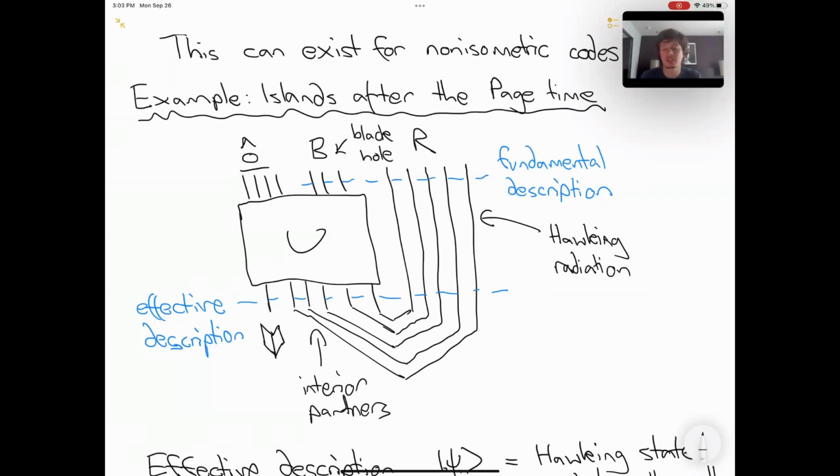Thank you. Any other question? So yeah, let me ask one thing. For this non-isometric code, sorry, I'm not familiar with it, but in order for the recovery channel to exist, is there any kind of Knill-Laflamme type condition?